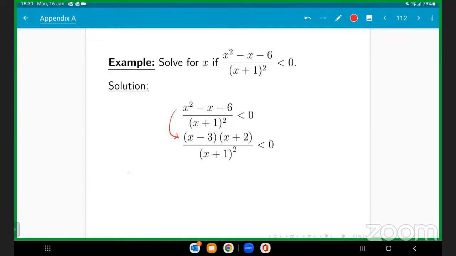From the numerator we have 2 critical numbers, 3 and -2. From the denominator, because we can't have division by 0, if the denominator is 0, that number is called a critical number as well. So x plus 1 being 0, or in other words, x equals -1, will be a critical number.